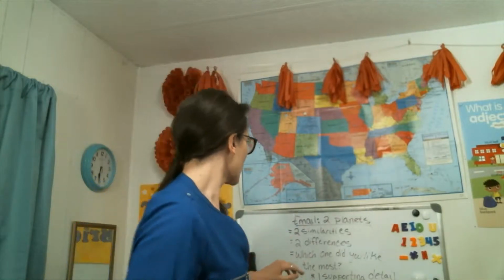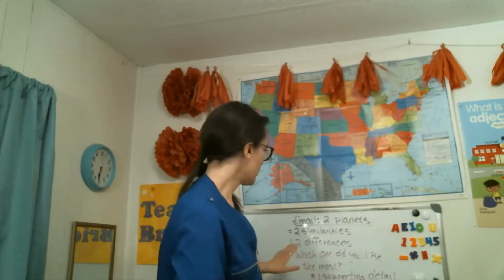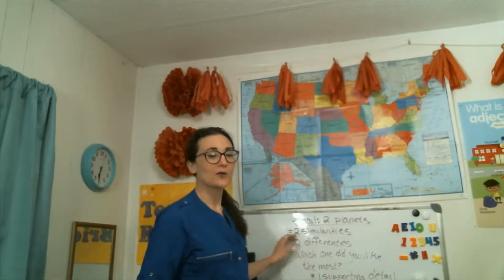So today we're going to write an email about two planets that you want to write about, two planets that you saw on your trip. So you will pick two planets to write about. You will talk about two similarities and two differences of those planets. So you'll compare and contrast them.